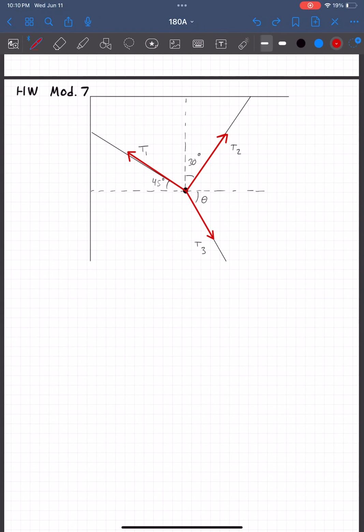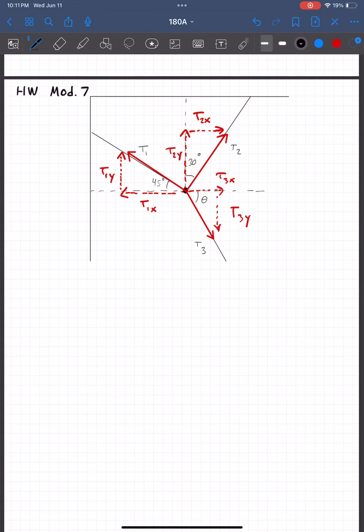The first thing you want to do in these sorts of problems is break down these vectors into their horizontal and vertical components. So T2, for example, would have a vertical component going up and a horizontal component going to the right. I could call this one T2x and this component T2y. If you do the same thing for the rest of these vectors, T1 has a horizontal component T1x and a vertical component that goes upward, which I can call T1y. Finally, T3 has this horizontal component, which I'll call T3x, and this vertical component, which is T3y.